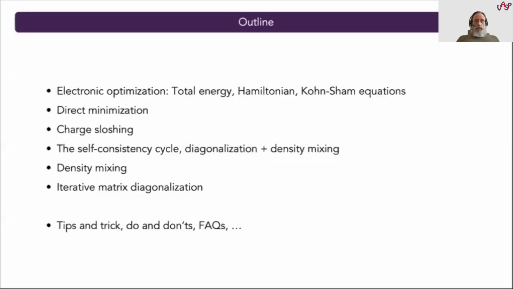And then we'll discuss another category of electronic optimization methods, the self-consistency cycle. It's designed to deal with charge sloshing. And the self-consistency cycle consisting of diagonalization and density mixing. I will have a look at these two components separately. So first density mixing and then a matrix diagonalization. And the second part of this lecture is a bit heuristical and consists of tips and tricks and do's and don'ts and answers to frequently asked questions concerning electronic optimization and convergence of those methods.